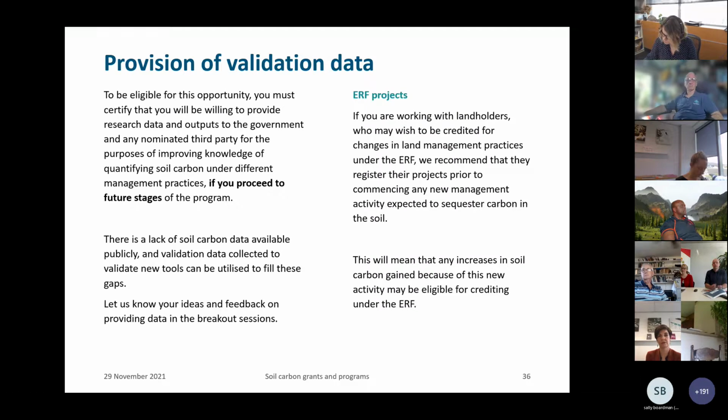As outlined earlier, to be eligible for this opportunity, you must certify you'll be willing to provide research data and outputs to the government or a nominated third party to improve knowledge on soil carbon. As flagged by Paul, measurement technologies need soil carbon data for generating prediction algorithms and defining accuracy and uncertainty. Should your project be collecting this during the testing and validation activities during stage 2, we would like to ensure this validation data is made publicly available or provided to online government repositories. We plan to release further guidance on data collection and provision with the stage 2 guidelines. But we're keen to hear from you about this approach and key considerations for the development of the data protocol to inform its development.